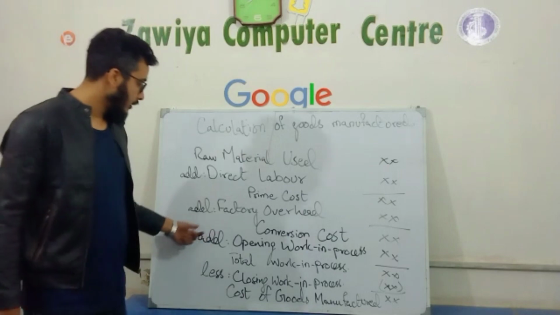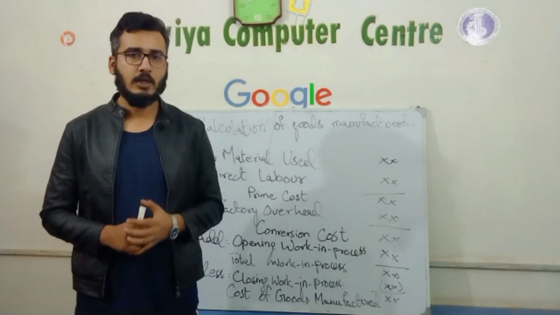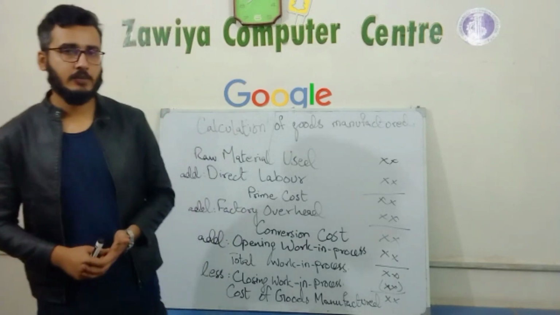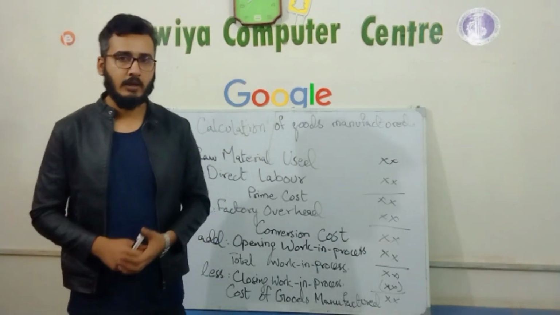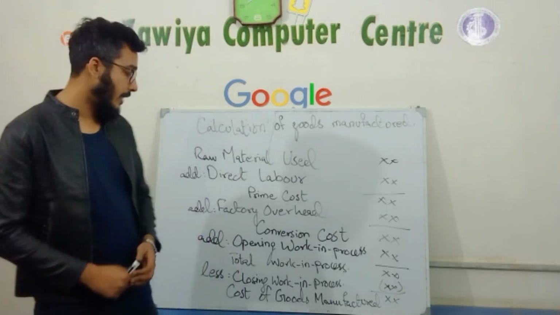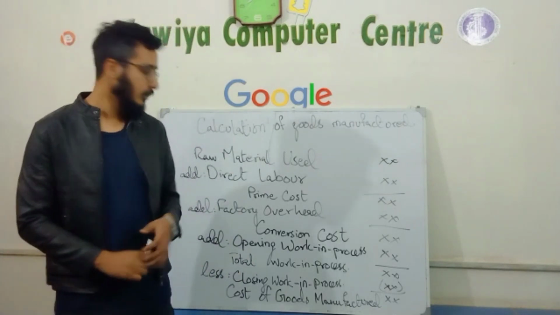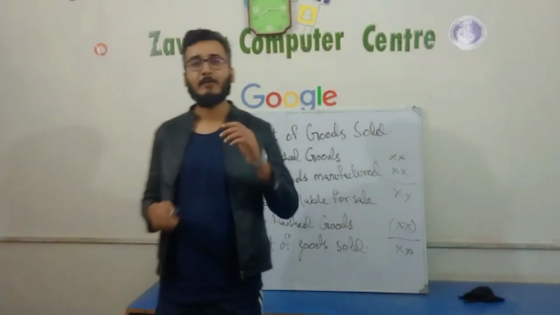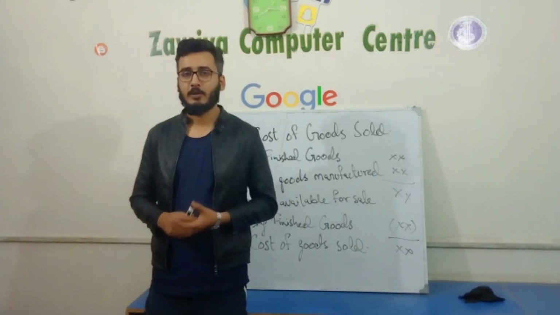Then we will add the opening work in process, the work which was not finished in the last period. That is the opening work in process in this period. By adding the last work in process to the current one, we will get total work in process. Then by deducting closing work in process, we come to know how much is the cost of goods manufactured. Okay, having got the cost of goods manufactured, now we have to have the cost of goods sold.